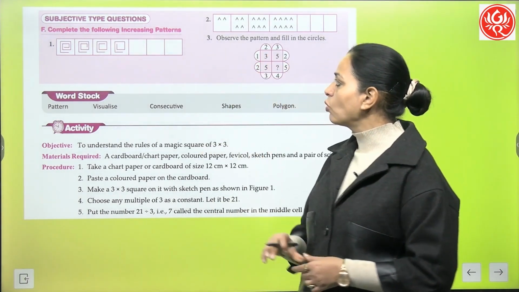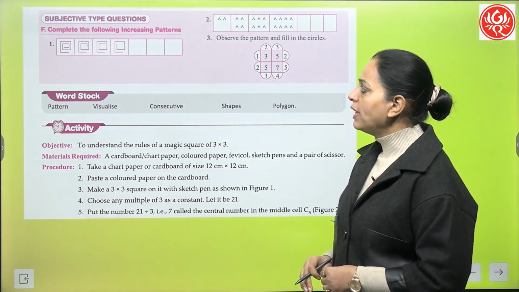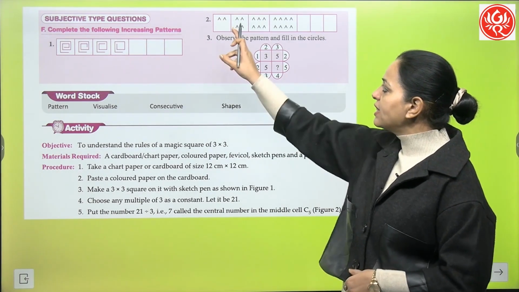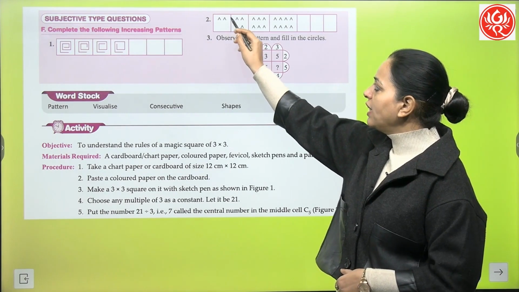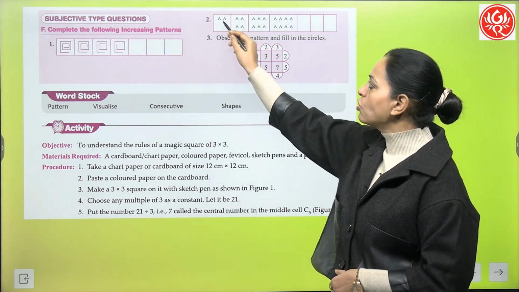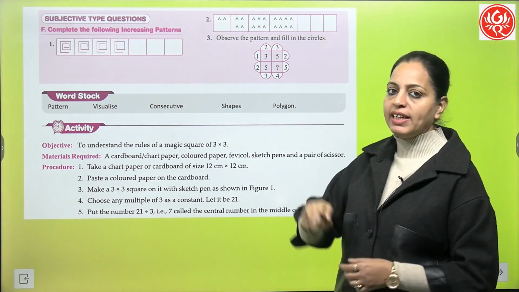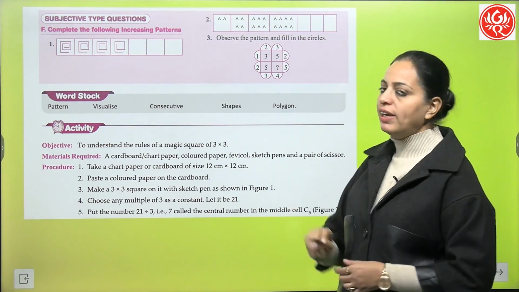You have here some questions like F part. Complete the following increasing patterns. You can complete it. Similarly, the second one. Here we are increasing the number of figures. First 2, then 4, then 6, then 8. Now we will make 10, then 12, like this.